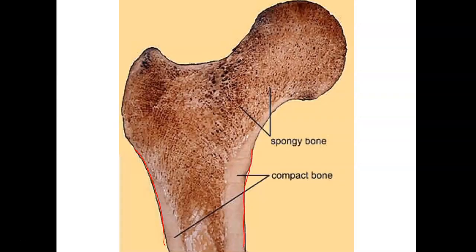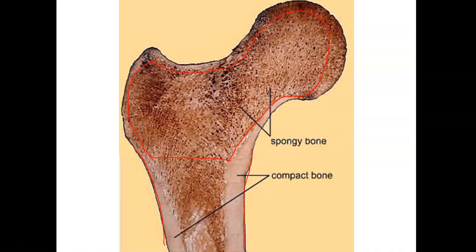And in a long bone, what we're looking at right here, you would see a lot of compact bone in the shaft of the bone, also called the diaphysis, whereas the spongy bone would be concentrated in the epiphysis of the long bone, or the head of the long bone, or the ends of the long bone. Now, if we were talking about a different shape, like an irregular bone or a short bone, the compact bone would be on the outside, and then the spongy bone would be sandwiched in between.